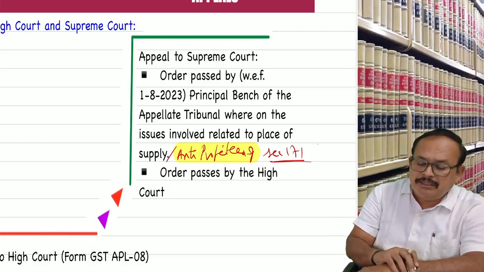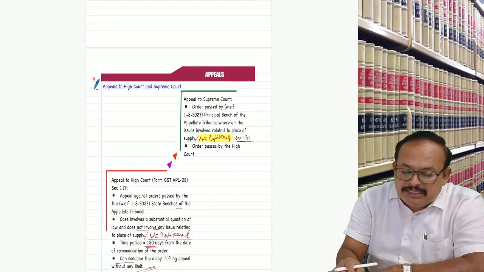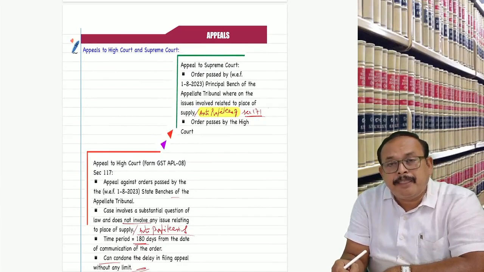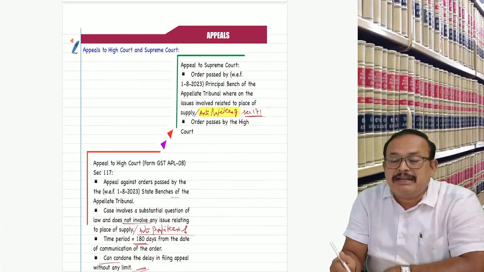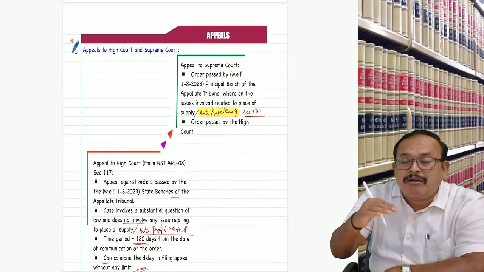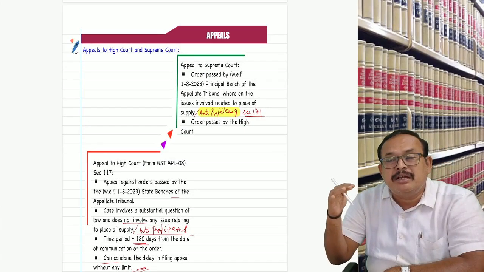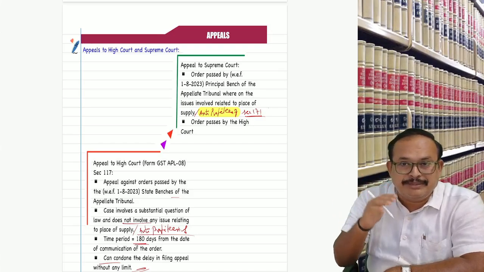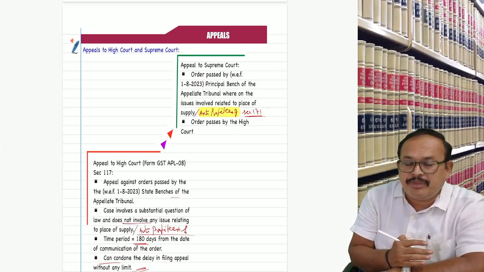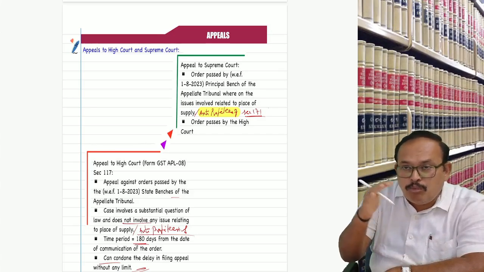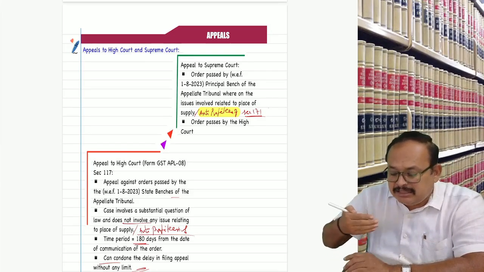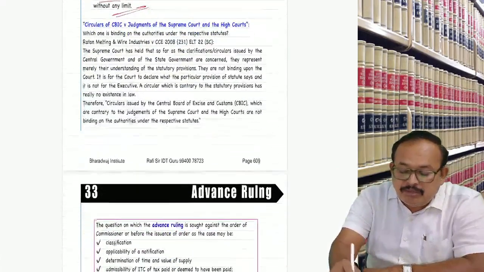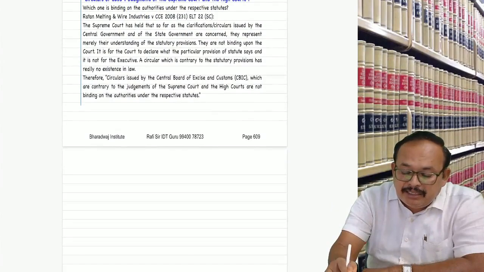Any difficulty? No difficulty. With this, I can say that the appeals, right from the Joint Commissioner Appeals or Commissioner Appeals to the Supreme Court of India, including the pre-deposit concept, have been concluded. Is that clear as well? Apart from that, one more appeal route is there, a separate route of appeal called the appellate authority AAR.